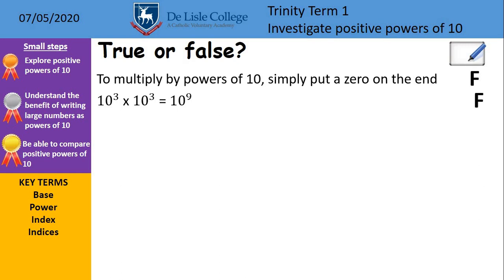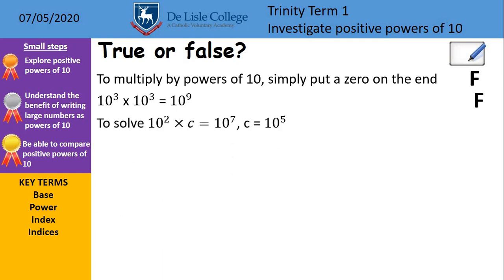Okay, that one is false as well. It should be 10 to the power of 6. When you multiply them, you add the powers, so it would be 3 plus 3 to make 10 to the power of 6, rather than multiplying the powers. Check as well on a calculator.